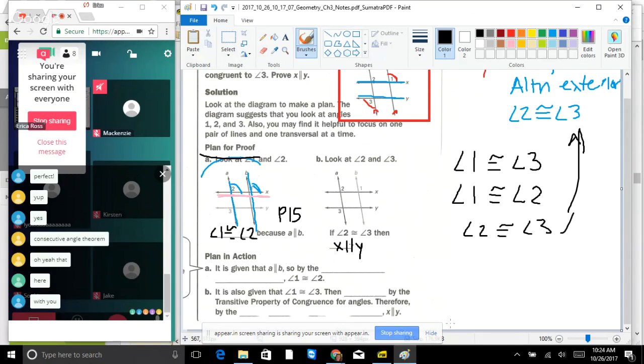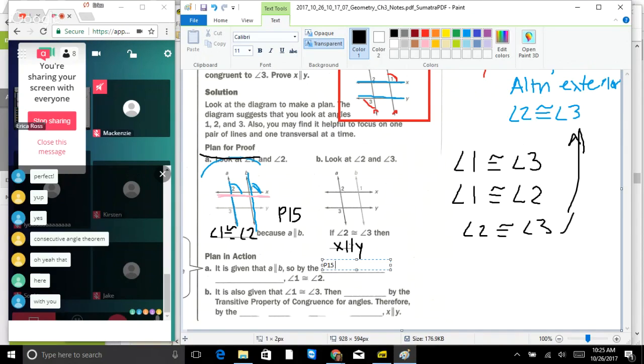So let's get down to the bottom here and kind of fill in the blanks, okay? So it says, it is given that A is parallel to B. So by the corresponding angles postulate, so by postulate 15, which is the corresponding angles, I really want to spell angles today. So by the corresponding angles postulate, we can say that angle 1 is congruent to angle 2.